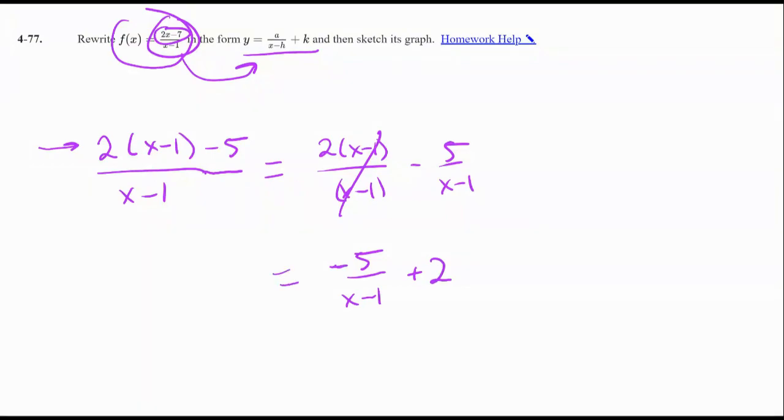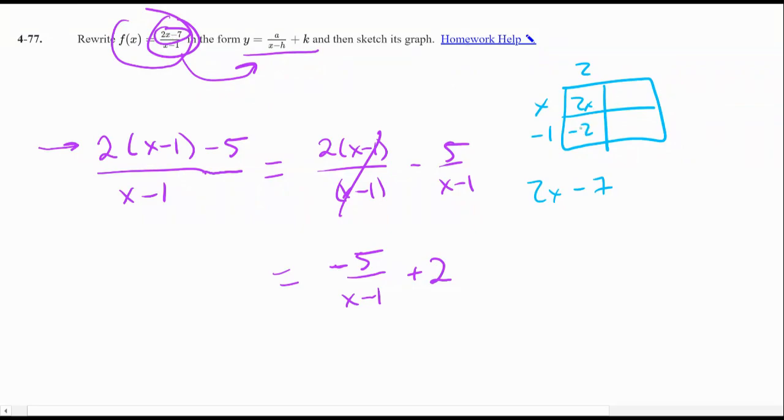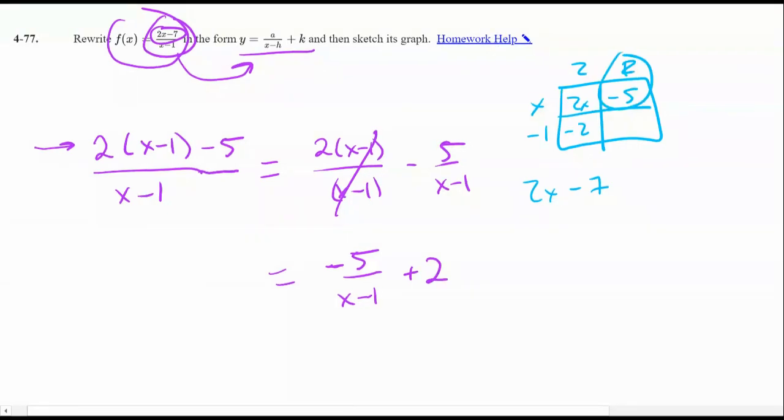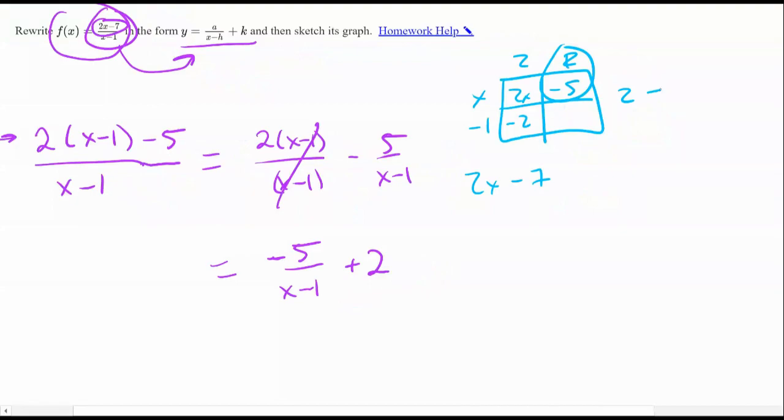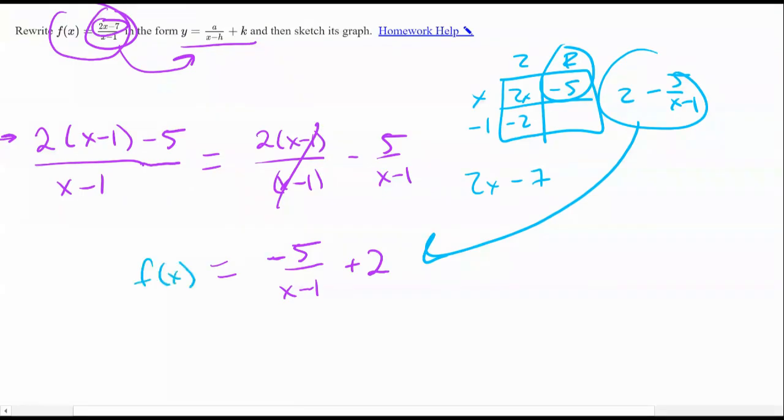I could also use division, though. I'm going to show that as well. If you prefer division, we're looking for how many times x minus 1 goes into 2x minus 7. So 2 goes on the top here, negative 2, and then I need to get to negative 7, so I'm going to subtract 5, which is my remainder. So I have my constant of 2, my remainder of 5, which again gets me back to this piece here. So here is my transformation form.